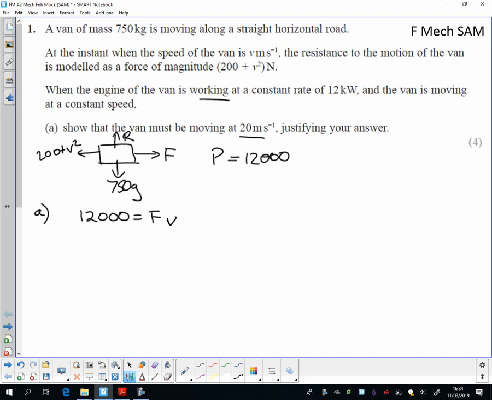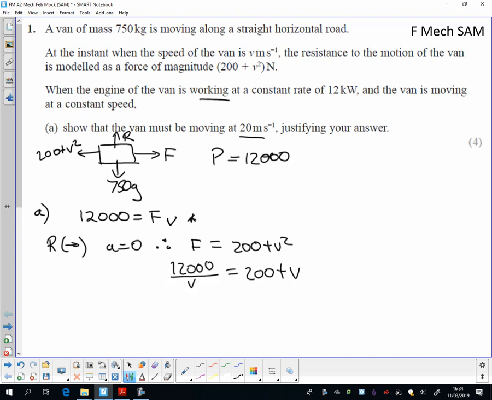If I look at my diagram, we can resolve horizontally. Now the acceleration is 0, so we know the two forces must be equal in that direction, so the force is 200 plus v squared. The driving force is the resistance. We also know from the power here that the driving force is 12,000 divided by v. And then I can rearrange that equation to get v cubed plus 200v minus 12,000 equals 0.